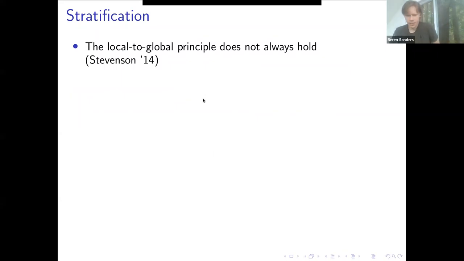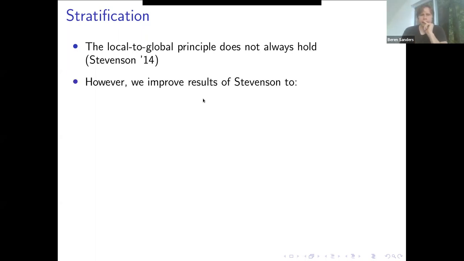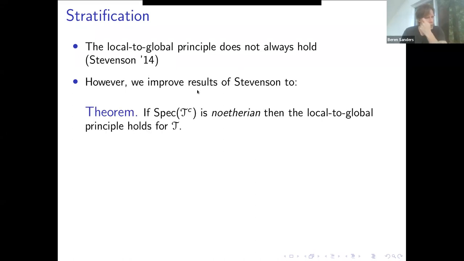Now, with that in mind, if we want to stratify a category, we have two things we need to deal with. We have the local to global principle, and we have this minimality business. Now, it's known through the work of Greg Stevenson that the local to global principle doesn't always hold. There are examples where we don't have it. Nevertheless, in this paper, we use and improve some of Stevenson's results to obtain a stronger positive theorem, which is that if the Balmer spectrum is a Noetherian space, then the local to global principle holds. So this theorem is very nice because it really is giving us the local to global principle for free in a lot of examples.